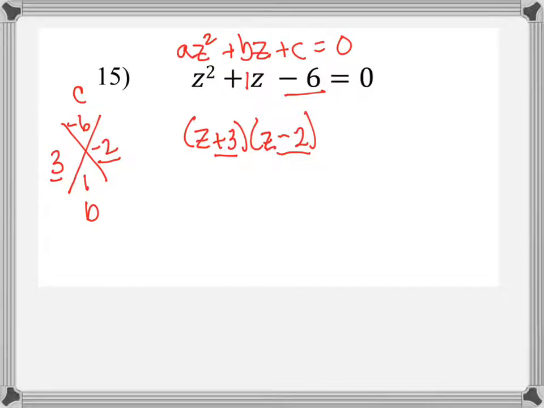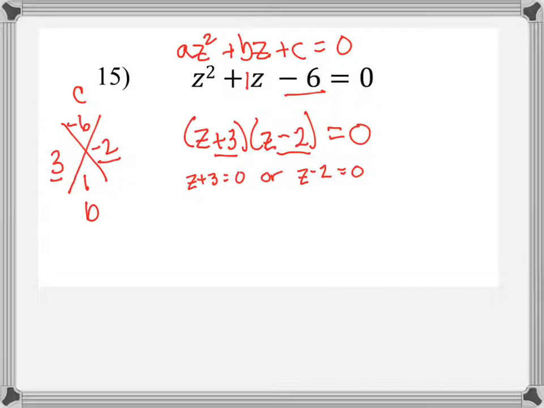Now that's the factored left-hand side. This is still an equation, so we still have our equals 0. And now we can use the zero product property, because if I'm telling you that two things multiplied together equals 0, well, I know that one of the two or both need to equal 0. So I can write z plus 3 equals 0 or z minus 2 equals 0. And now I can solve both of these equations for z.